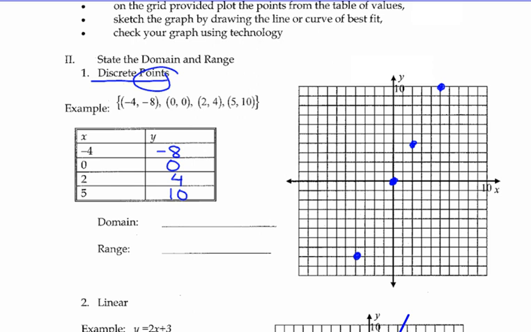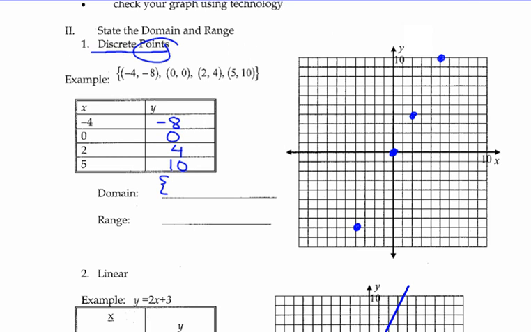Now with discrete data, when points are given to you, do you need to connect the dots? No. We don't connect the points with discrete data. How do we write the domain when it's discrete data? What's the domain? Location of the x's.